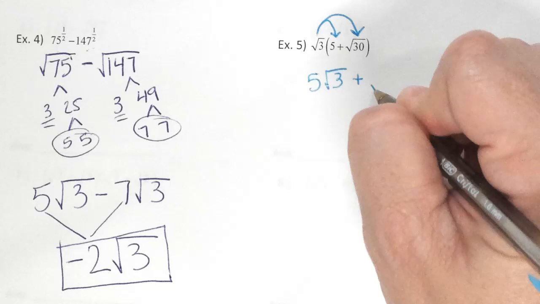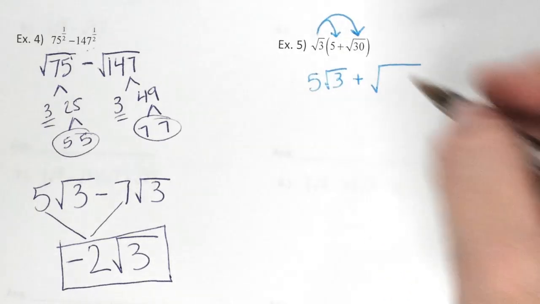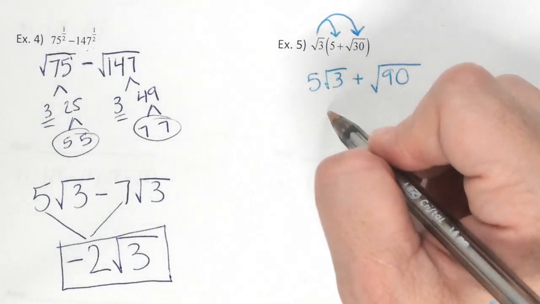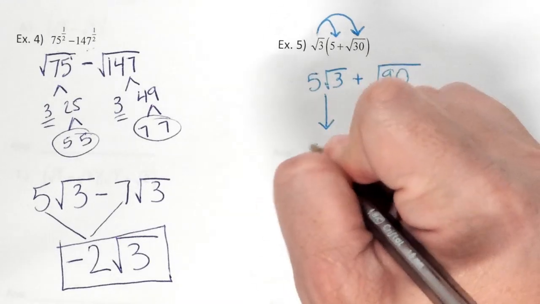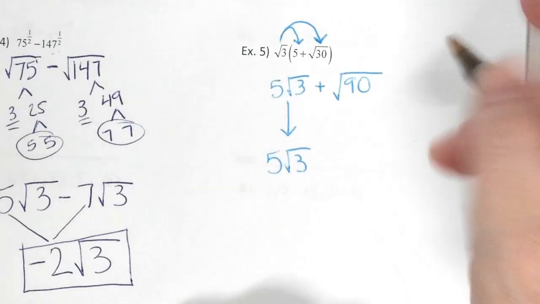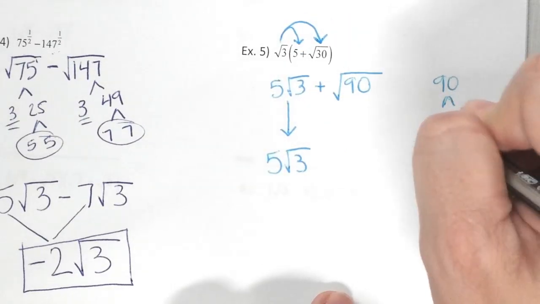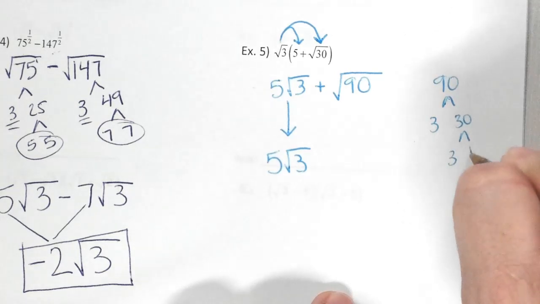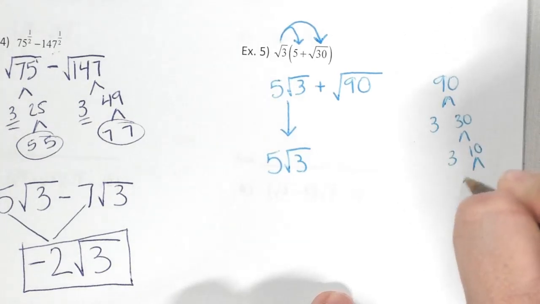So what's 3 times 30? 90. Okay, well, 5 square root of 3 does not simplify because 3 is prime. But does 90? Yeah. What goes into 90? 3 and 30. Does 3 go into 30? How many times? 10, and then 2 and 5.